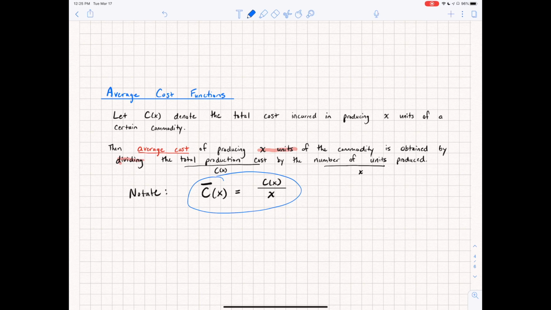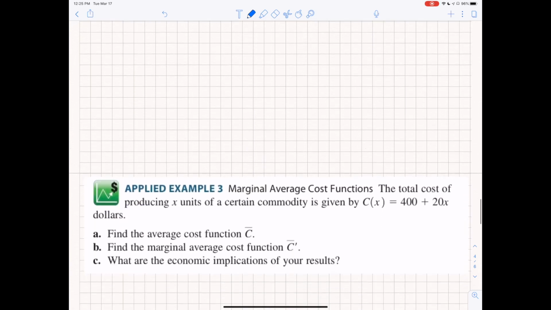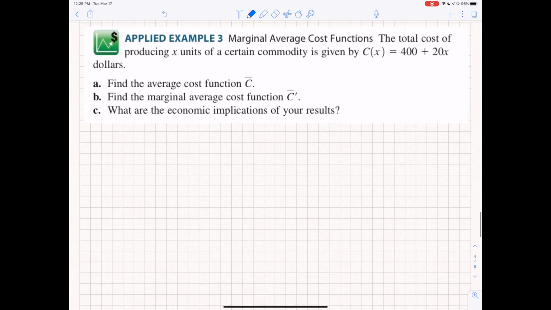It just tells us again the average cost in production if we were to increase. It allows us to see trends. And so here's a basic example. This will be applied example 3, the marginal average cost function. So what if we look at the change of the average cost?